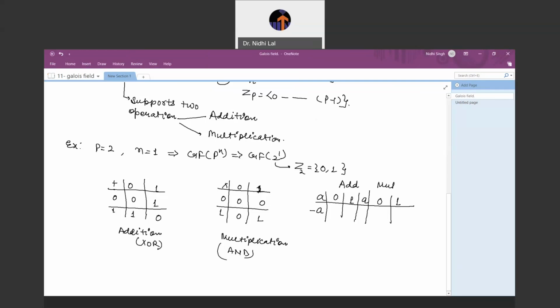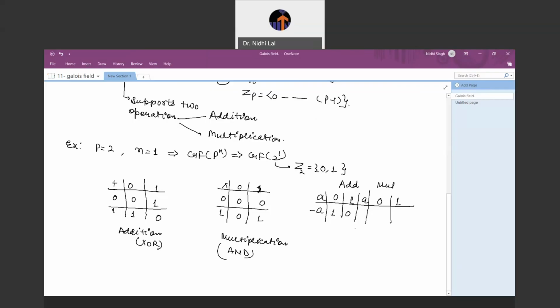So what is the additive inverse of 0 in the set 0 and 1? It is nothing but the other value, because in the additive inverse case, whatever value I want to find the additive inverse of, the result should belong to the same set. So the additive inverse of 0 will be the other value, that is 1. And in the same case, the additive inverse of 1 will be 0.